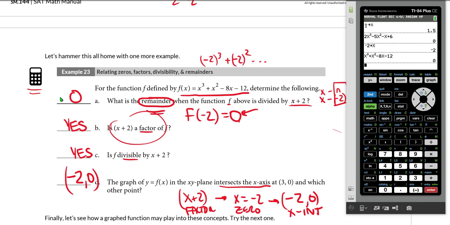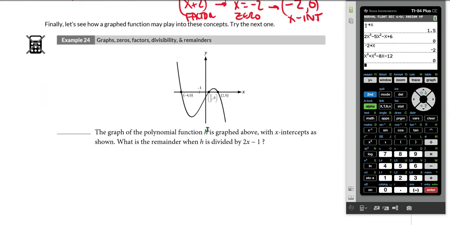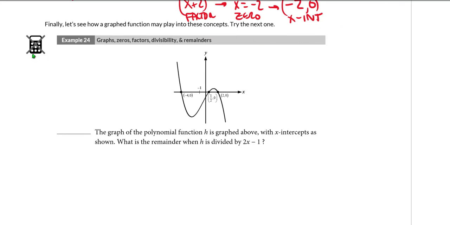So this example 23 is a really nice example that relates the remainder to the factor, to the divisibility, to the x-intercept and 0 idea. Let's take a look at how graphs might play into the concepts and terms we've been discussing over the last couple pages. In example 24, again, if you want to try it on your own, go ahead and do so. I'm going to put the calculator away. We do not use the calculator here.